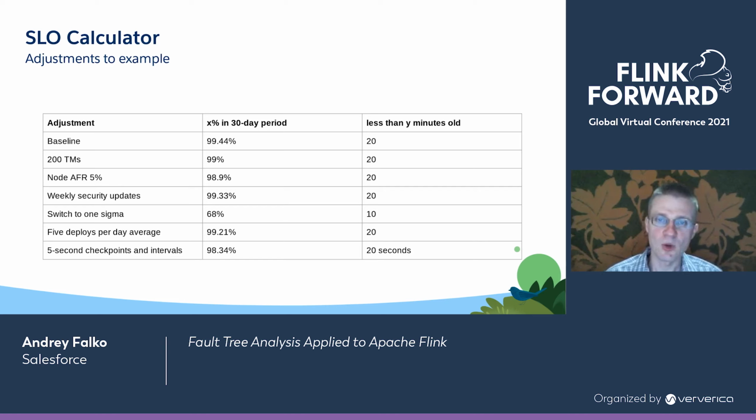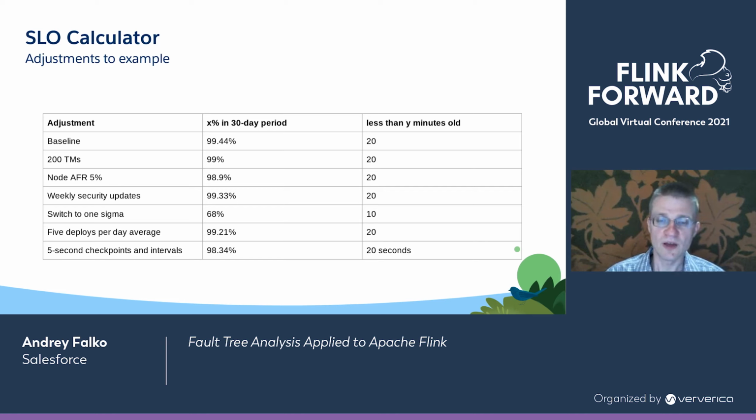Here's a chart showing what happens when we adjust various factors. This is equivalent to changing rates of failures in our fault tree. If we increase the number of our task managers, we lose half a 9 of reliability. If we see a higher failure rate of nodes, we lose about that much as well. If we change our security update to be weekly, the extra restarts cause us to reduce our SLO. If you want to switch to 1 sigma, or 1 standard deviation, to set your freshness threshold, you now substantially reduce how often you will be within the threshold.